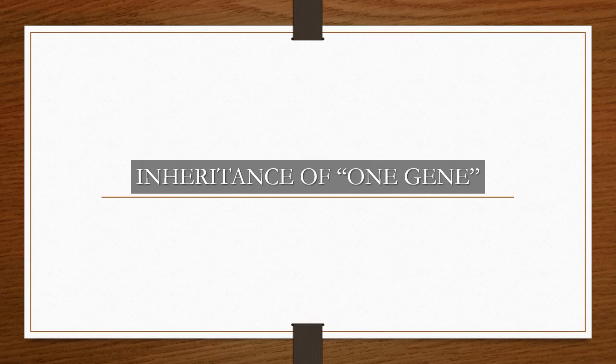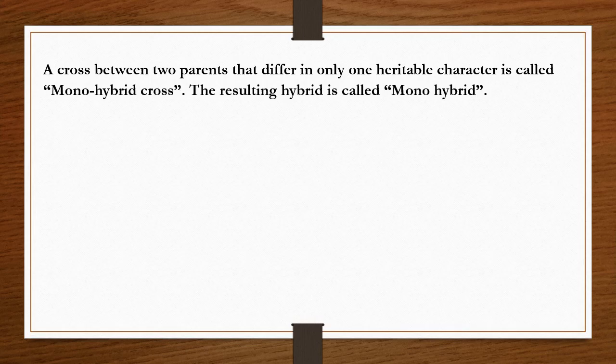Inheritance of one gene is also considered a monohybrid cross. A cross between two parents that differ in only one heritable character is called a monohybrid cross. The resulting hybrid is called a monohybrid. Explanation.